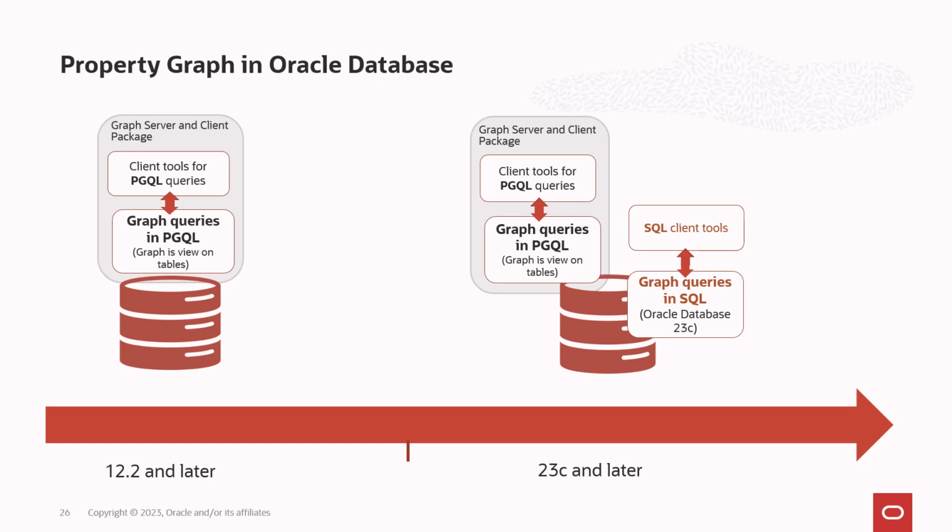However, the graph server still exists, and there are a few things that still need to go through the graph server. These things are the data mining algorithms that you can run over your graph, and even in 23c, if you want to run the page ranking algorithm, that still needs to be done through the graph server.